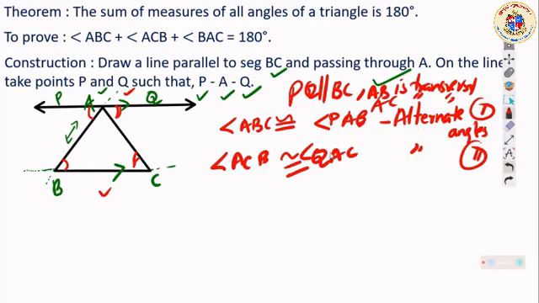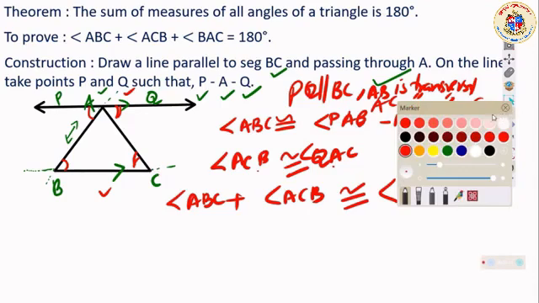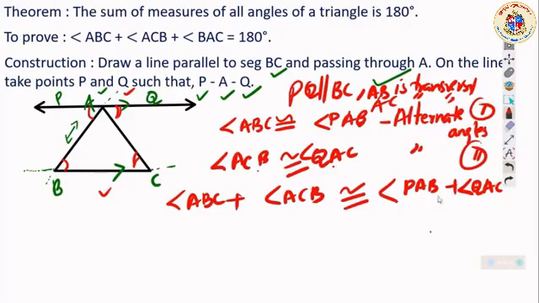Equal in the sense that angle ABC is equal to PAB, and ACB is equal to QAC. On the other hand, if I add angle ABC plus angle ACB, which are on the left side of the congruency, then they must be equal to the sum of angle PAB plus angle QAC. Correct? Let this be the third equation in my case.